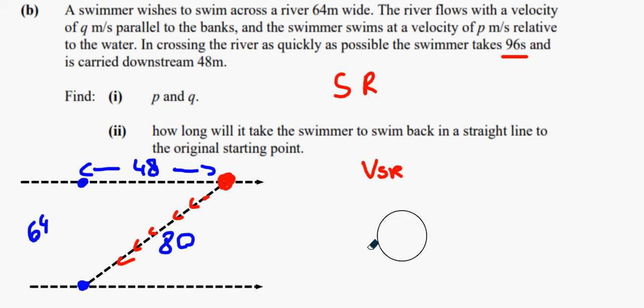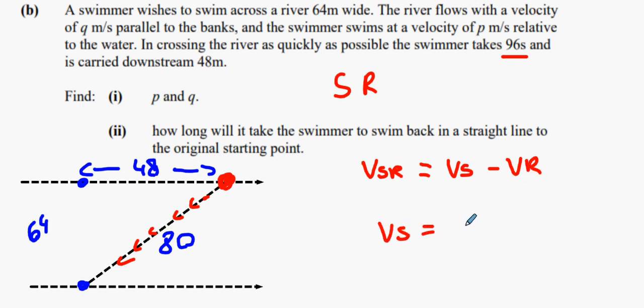Now, V_SR is how fast you travel in still water. That's the deal with that. V_SR is how fast you travel in still water. Now, V_SR equals V_S minus V_R. Arrange it though so that V_S is on its own.